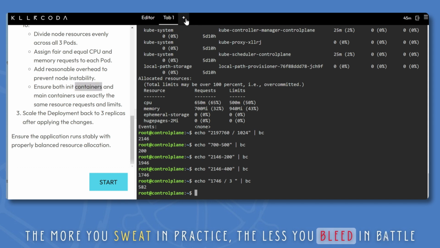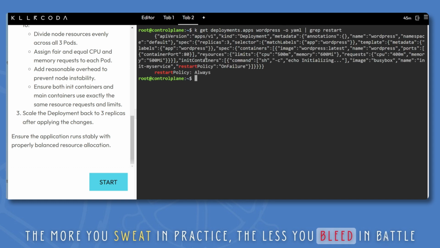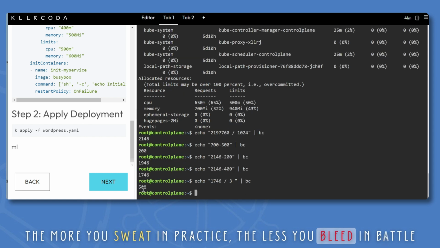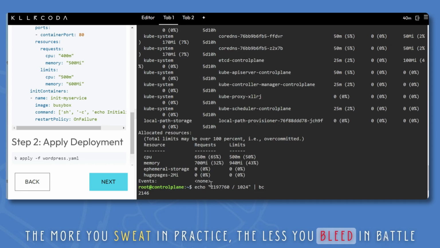So I'll open a new tab. Get deployment WordPress, open the YAML, and here is the restart policy. Actually, the restart policy is showing Always, so no worry. So I need to split this memory into equal parts. Here we consider 500, then 250 for the main container and 250 for the init container. And now we'll go to the 6 pods.